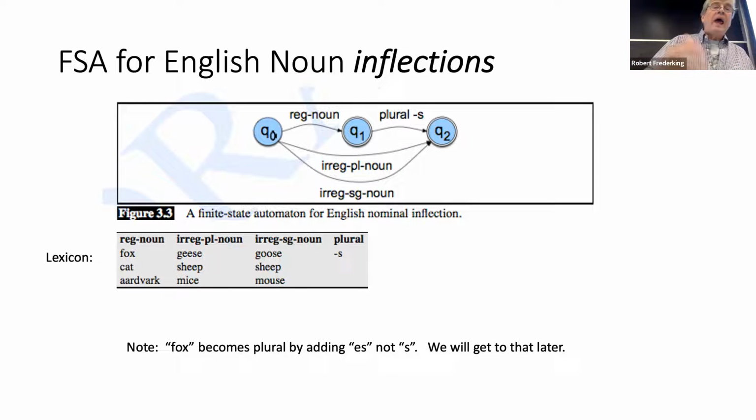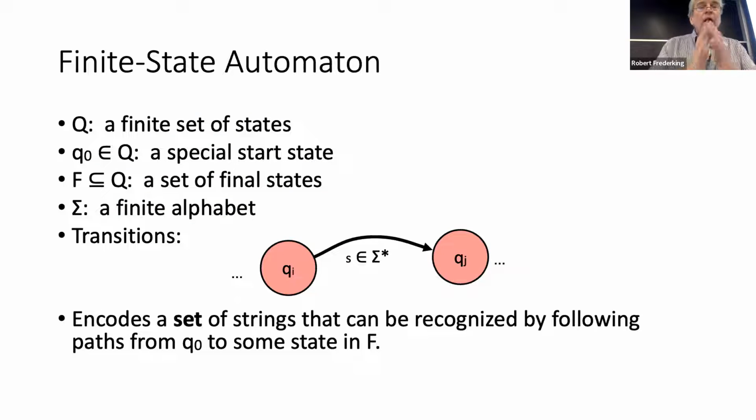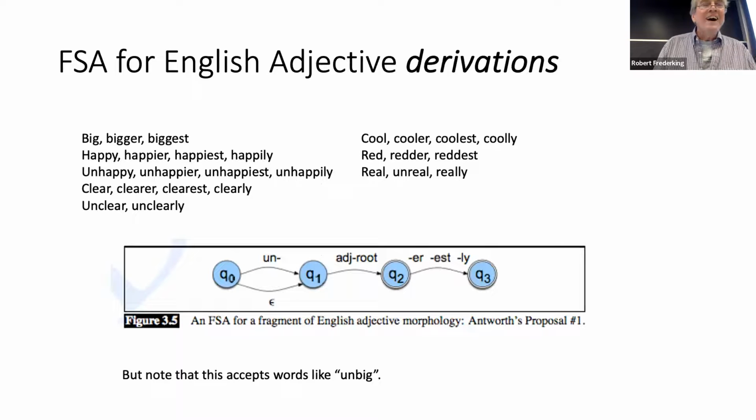And then you say, okay, we're going to add an S to get to state 2. And for irregular words, they'll be marked in the lexicon as being irregular. You'll take the other route that says it's either an irregular plural noun or an irregular singular noun. And you get to state Q1 if it's singular and state Q2 if it's plural. And we have the definition of a finite state automaton, which I'm going to assume everyone knows, or ask your friends.